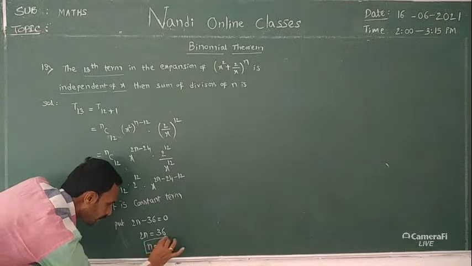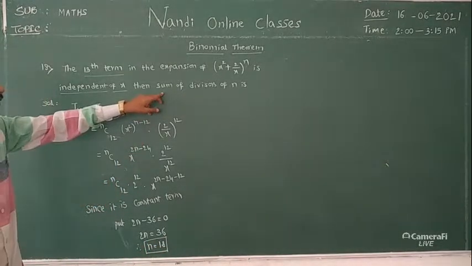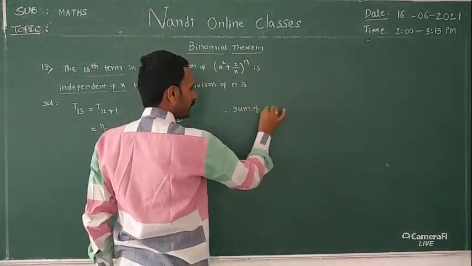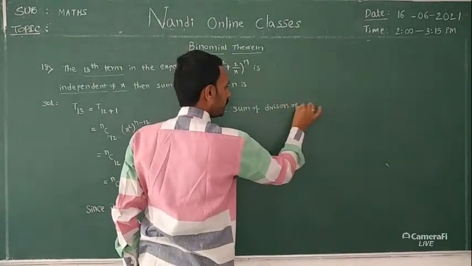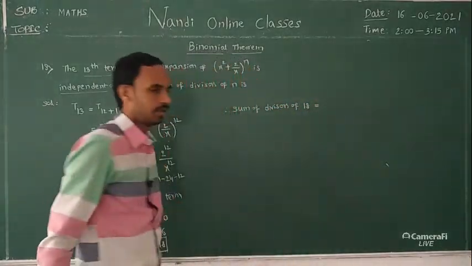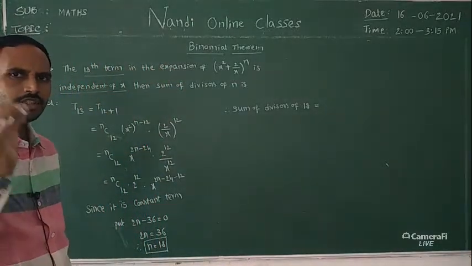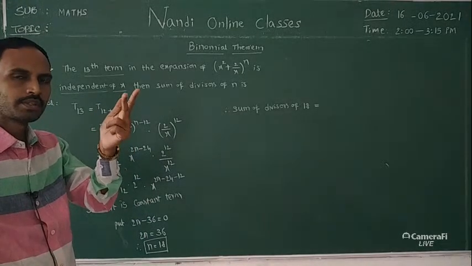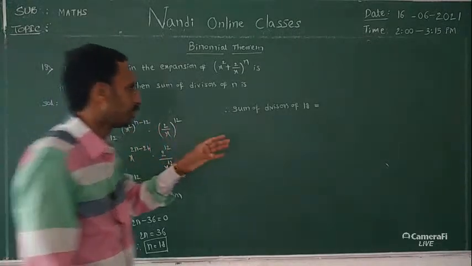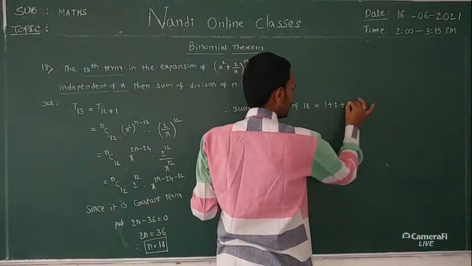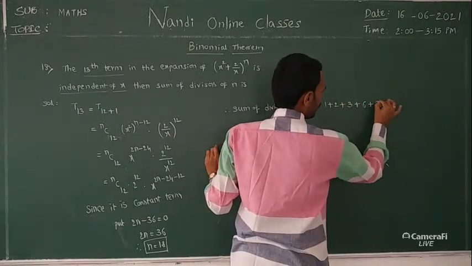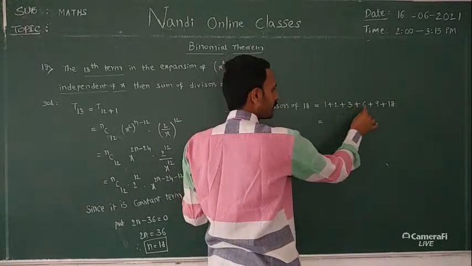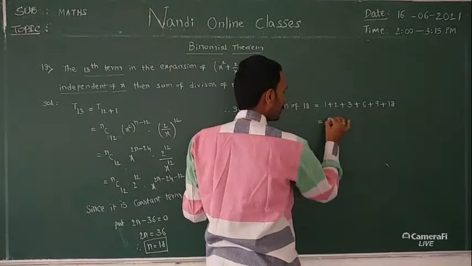Okay, n value came. I am going to find the sum of divisors of n, therefore the sum of divisors of 18. What are the divisors of 18? 18 is divisible by 1, 2, 3, 6, 9, 18. Add them. 1 plus 2 plus 3 plus 6 plus 9 plus 18: 1 plus 2 is 3, 3 plus 3 is 6, 6 plus 6 is 12, 12 plus 18 is 30, 30 plus 9 is 39.